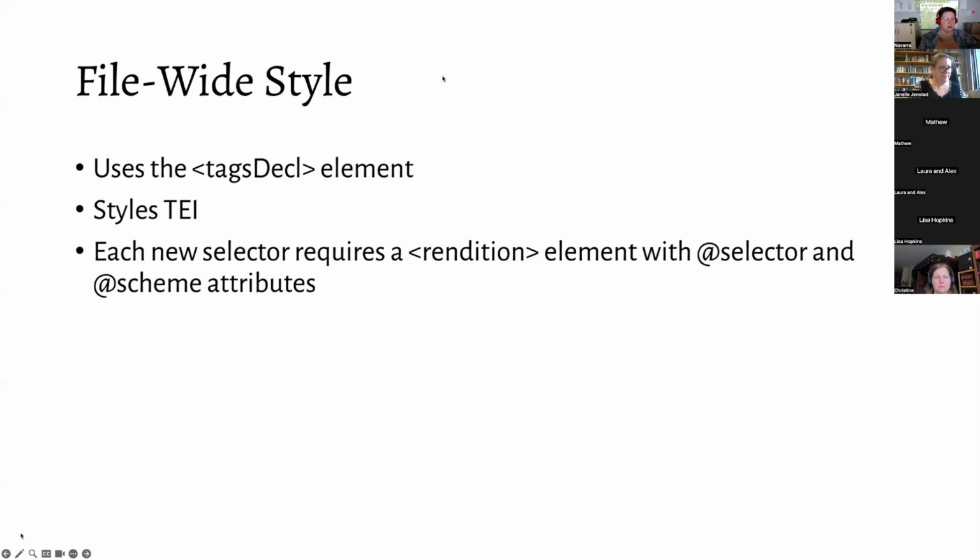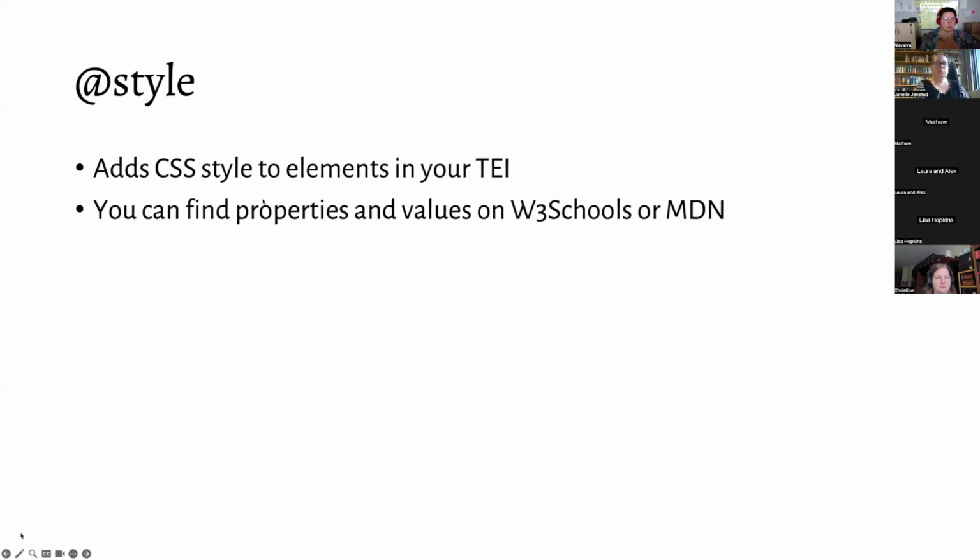We talked a bit about file-wide style, which is using that styleDefDecl element, works on the TEI. And each new selector is going to require a rendition element with selector and scheme attributes. Scheme is always going to equal CSS. When it comes to the style attribute, this adds CSS to elements in your TEI. You can find your properties and values on either W3 Schools or MDN.